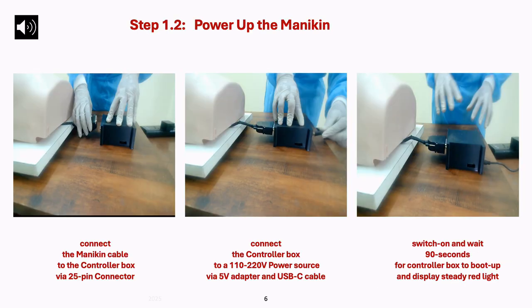Part 1, Step 1.2. Power up the mannequin. Here we connect the mannequin cable to the controller box and the controller box to the power source via an adapter, 5V and USB-C cable. After switching on the power source, we wait for 90 seconds for the controller to boot up and display steady red light.